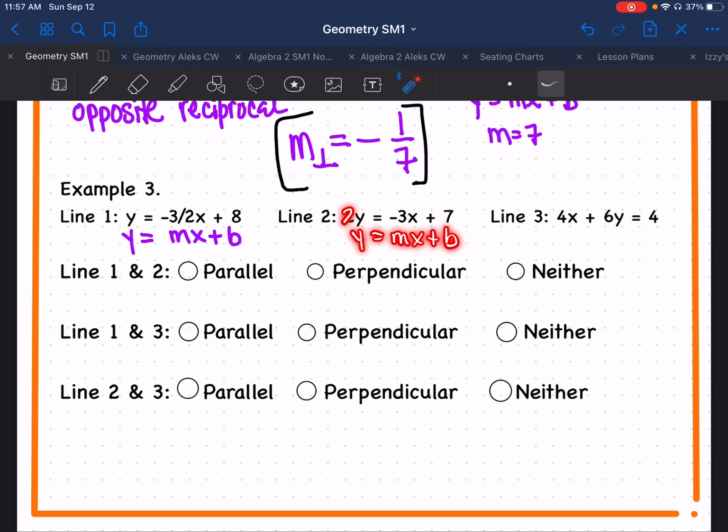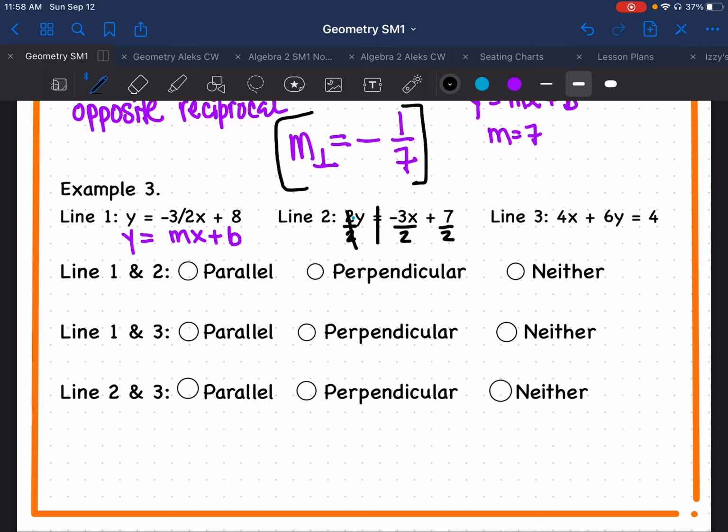Do you see the problem right there? This is not y equals mx plus b. I've got to get rid of this 2 before I can actually say y equals mx plus b. So I'm going to go ahead and draw my line. And since there's multiplication hiding in between the 2 and the y, I'm going to go ahead and divide everybody by 2.